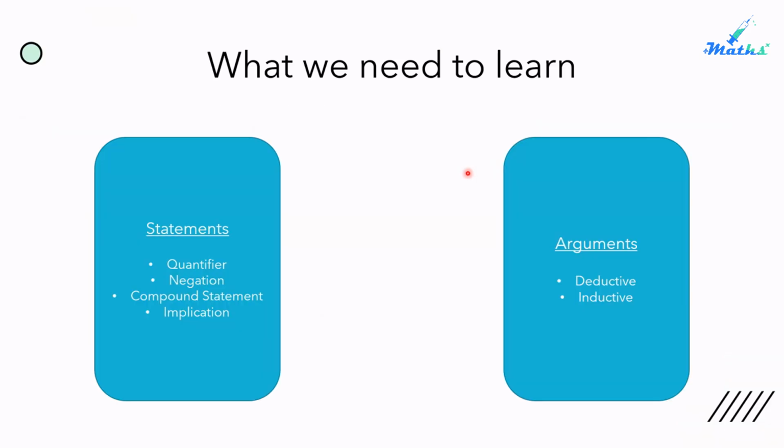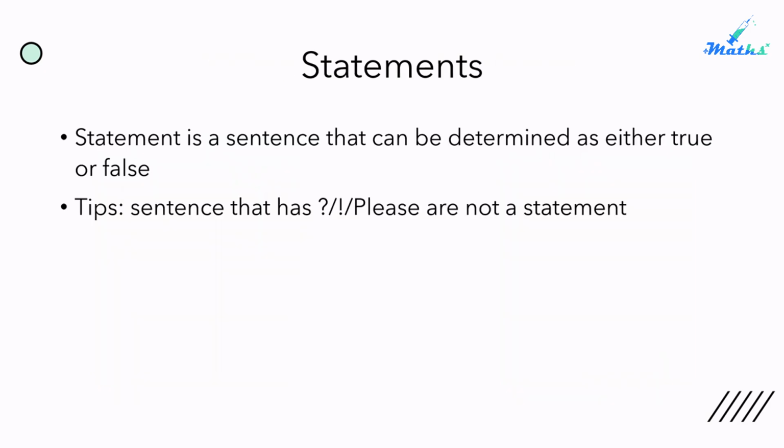Reasoning. So in this chapter, what we need to learn is statement and argument. In the statement, I have 4 subtopics, which are quantifier, negation, compound statement, and implication. And in the argument, there are only 2 subtopics, which are deductive and inductive. After that, what is a statement?